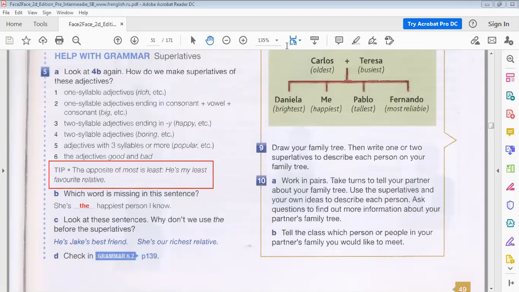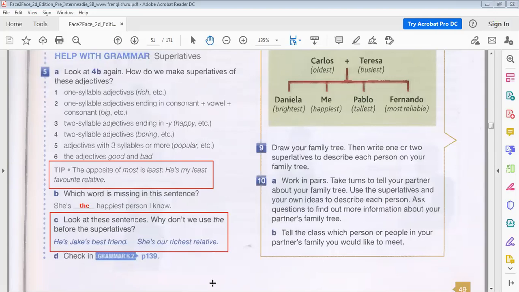So, okay, this is a nice question. Can you see these two sentences here? The question says, why can't we use "the" for these superlatives? What's the reason? Can you read them? "He's Jake's best friend." Name. First one, the name. But here we don't have the name. "She's our richest relative." We don't have a name here.